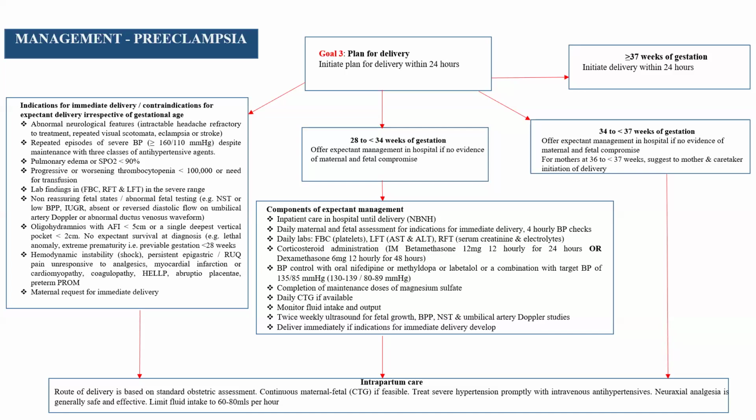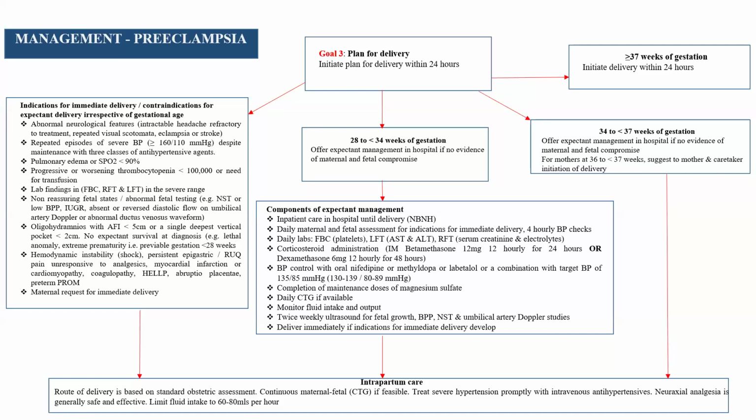Now, the third part is there are a certain group of people that would not qualify for this expectant management. So these are indications for immediate delivery, or contraindications for expectant management, not delivery, sorry, that's a typo, irrespective of gestational age. So if there are abnormal neurological features such as intractable headache refractory to treatment, repeated visual scotomata, eclampsia or stroke. The second one is repeated episodes of severe BP that's greater than 160 over 110 millimeters of mercury, despite maintenance with 3 classes of antihypertensives, what is classically known as resistant hypertension.